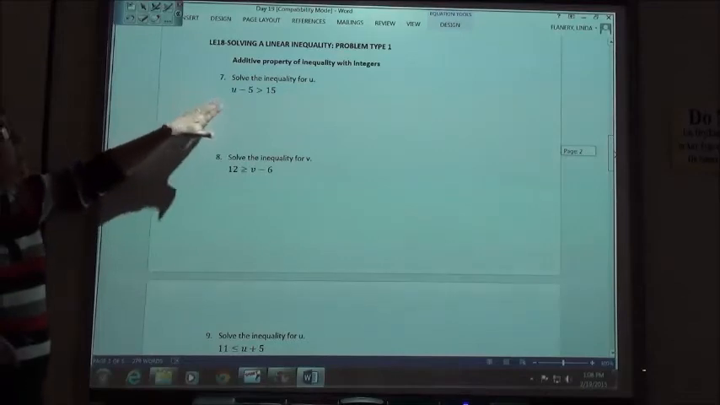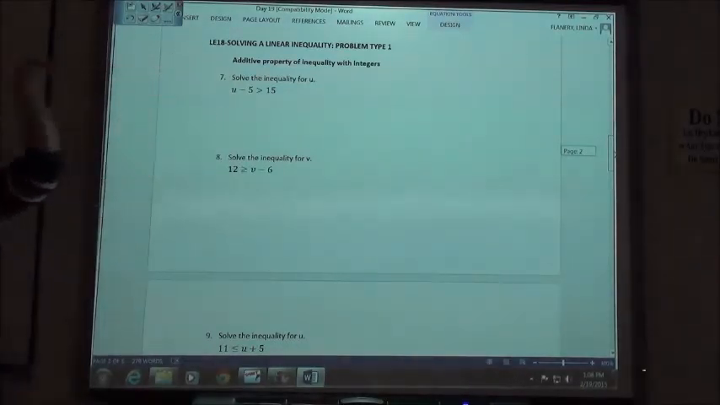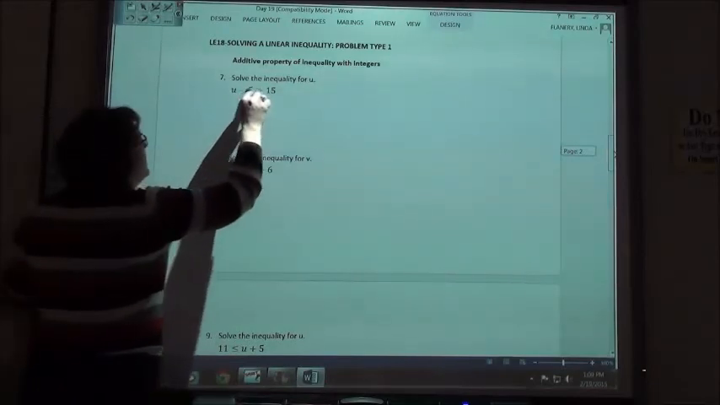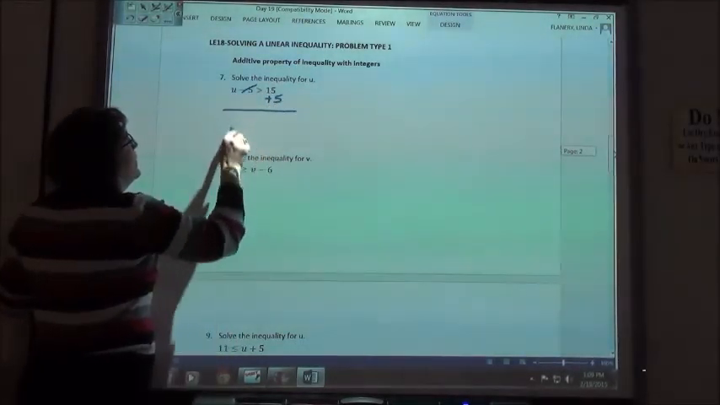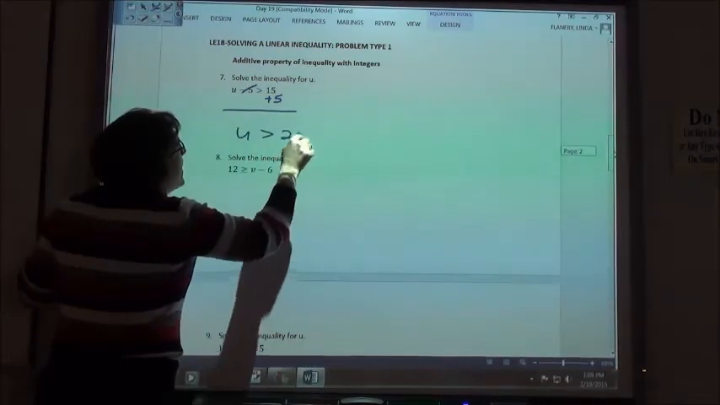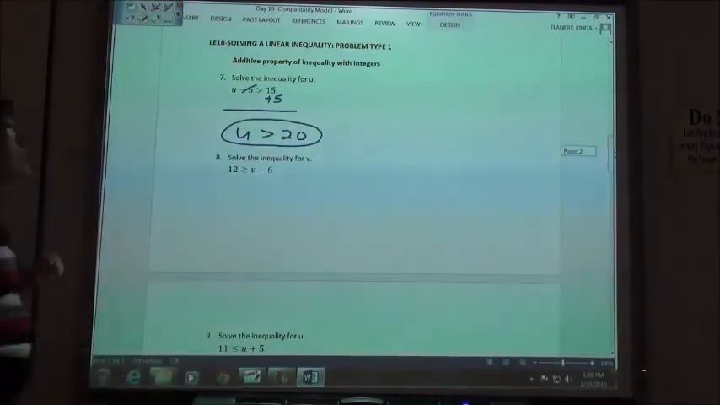So number 7, if I want to get the u by itself, all I'm going to do is what? Add my 5. U is greater than 20. And you do have to type the whole inequality in. You can't just type in 20 because 20 would mean it's equal to 20. We want to show U is greater than 20.